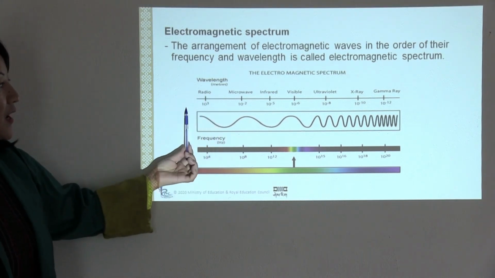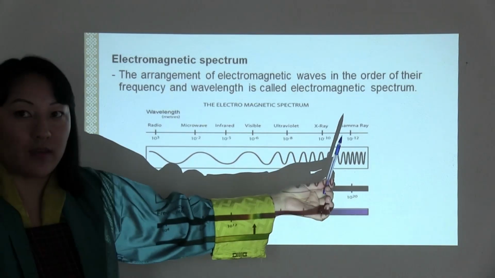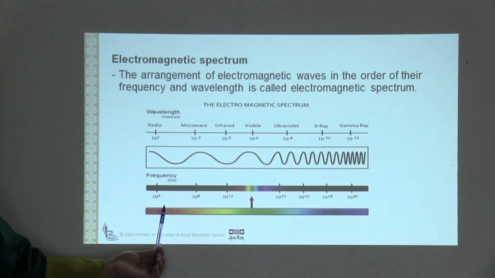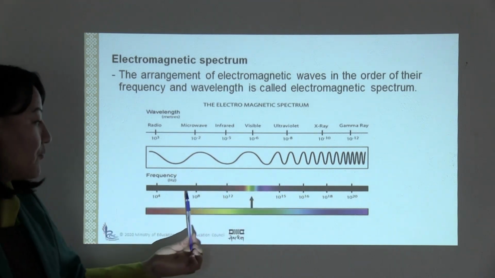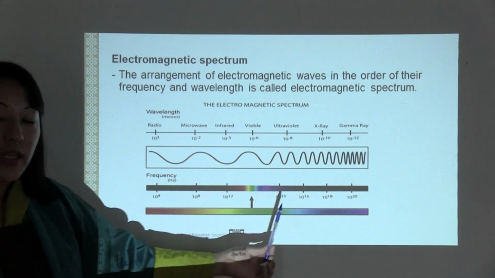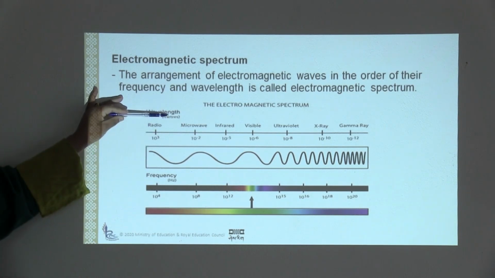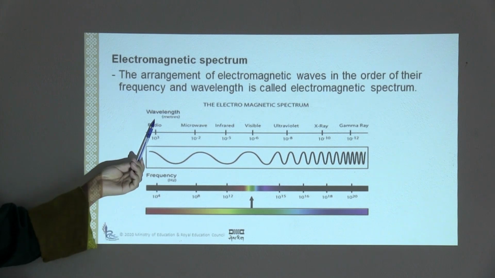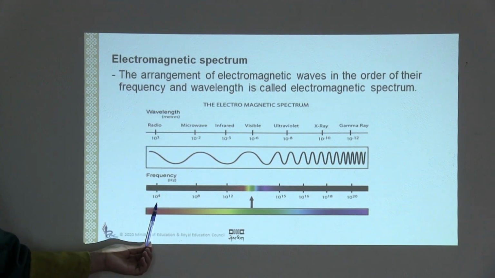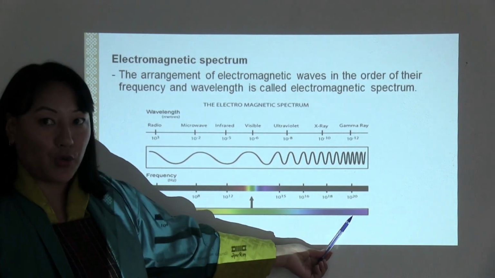As you go from left to right, the wavelength keeps on decreasing. And in terms of frequency, as you go from left to right, the frequency keeps on increasing. So with this, we can see that the wavelength is inversely proportional to the frequency. The more the wavelength, the lesser will be the frequency. The lesser the wavelength, the more will be the frequency.